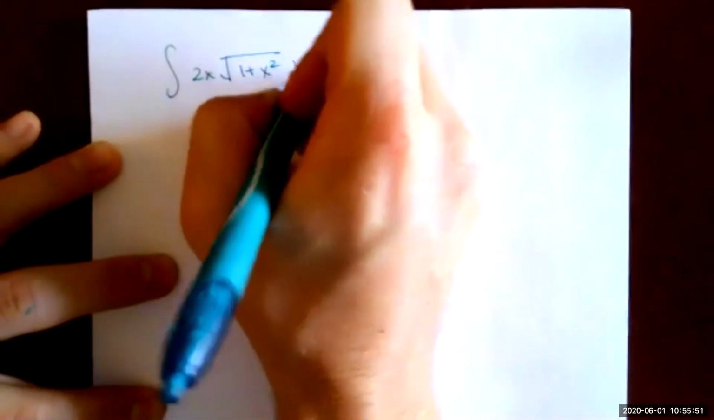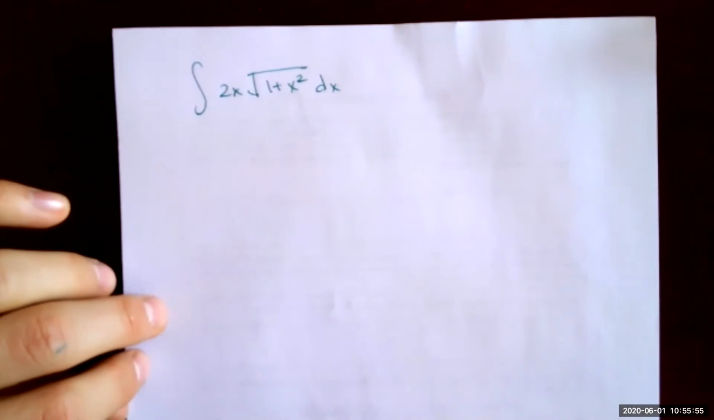So we've got the integral of 2x square root of 1 plus x squared dx. So again, what are we looking for here? We're looking for composition of functions. We're looking for this inside function as well as its derivative.